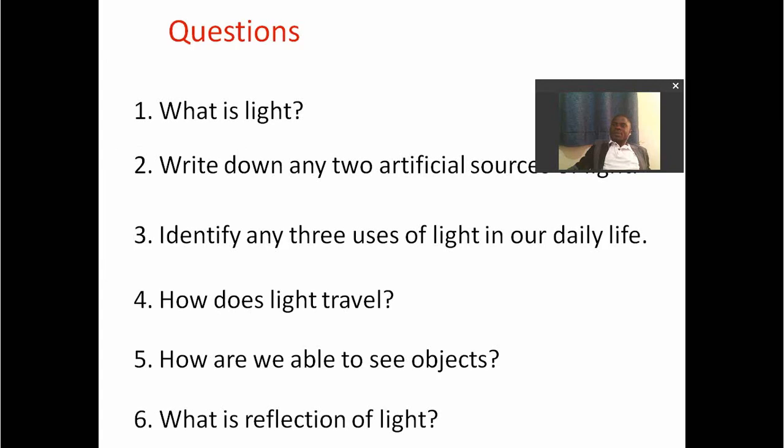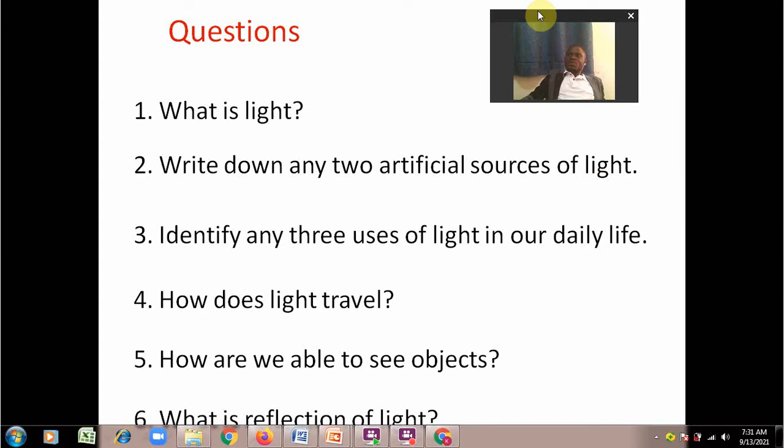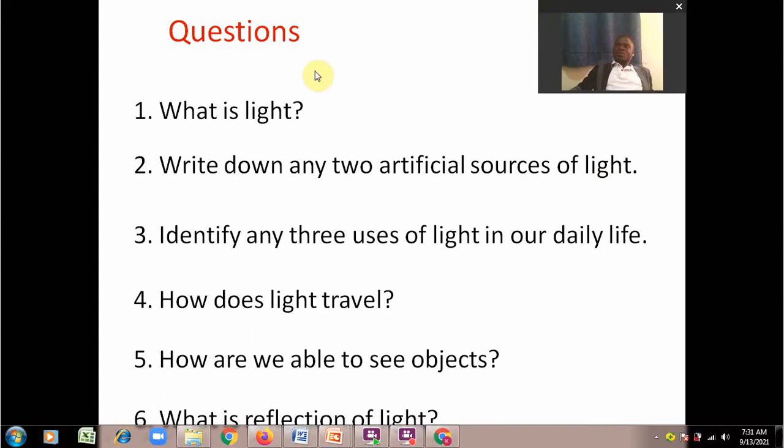Our questions are here. Our first question says, what is light? The answer is already provided. Number two says, write down any two artificial sources of light. Number three says, identify three uses of light in our daily life. Then number four says, how does light travel? Number five, how are we able to see objects? Then number six says, what is the reflection of light?